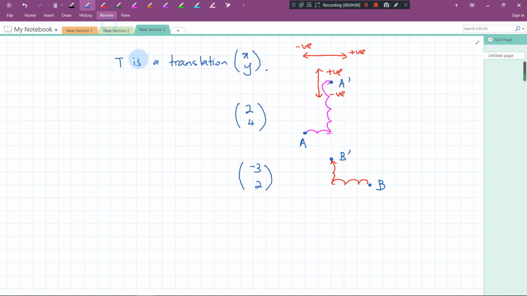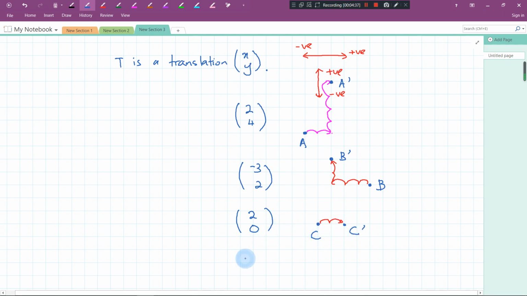How about another translation, let's say (2, 0), and I have an object over here, C. 2 means 2 units to right because this is positive. 0 means that you don't have to move up or down. 2 units to the right, 1, 2. Just stop here. You don't have to move up or down because this is 0. So this is the image of point C.